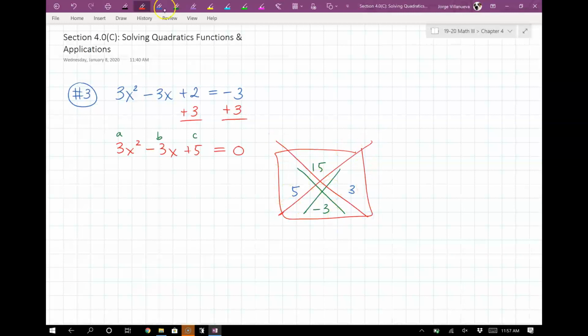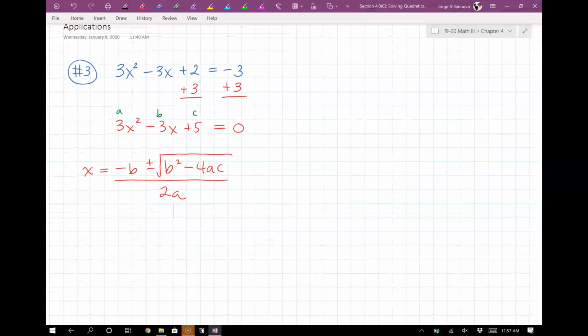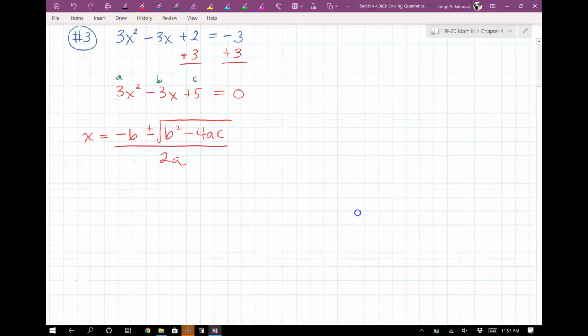Okay? So let's go back to remembering, hopefully, what the quadratic formula is. It's x equals negative b plus or minus the square root of b squared minus 4ac, divided by 2a. I'm going to get rid of all this stuff that I wrote over here, that way it's just not a big mess. So I have my formula there. All I have to do is plug in my numbers and simplify. Okay, so let's go ahead and do that.